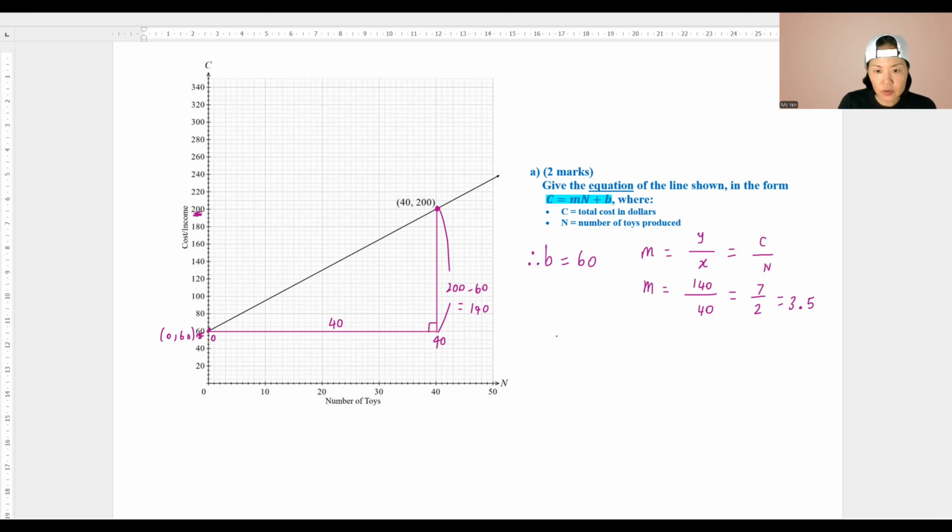Now I'm going to write my equation. C equals my m, which is now 3.5 n, plus my b, which is 60. So my equation for this line on the left is C equals 3.5 n plus 60.